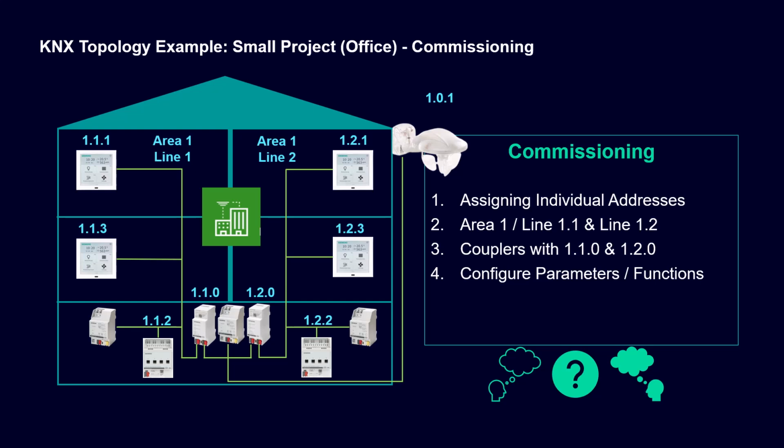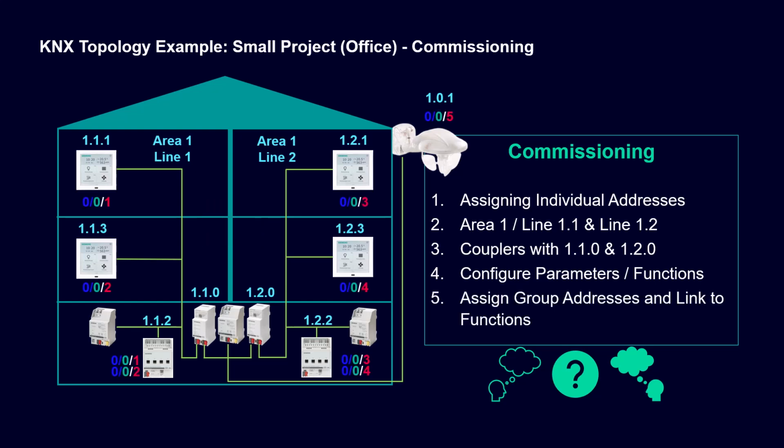Here, the functions are configured and the appropriate group addresses are assigned and linked. In this example, information exchange takes place exclusively within the line. Data transfer via the two couplers between the two offices is currently not required. How exactly is this prevented, and how does the weather station's information reach the two lines?